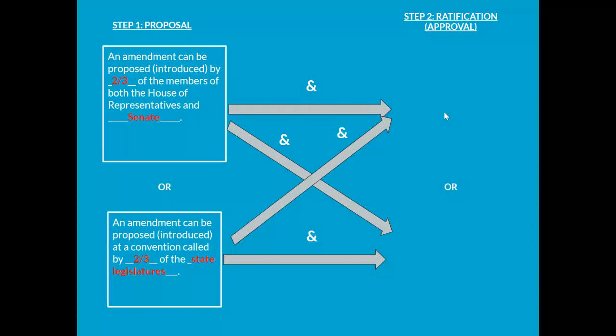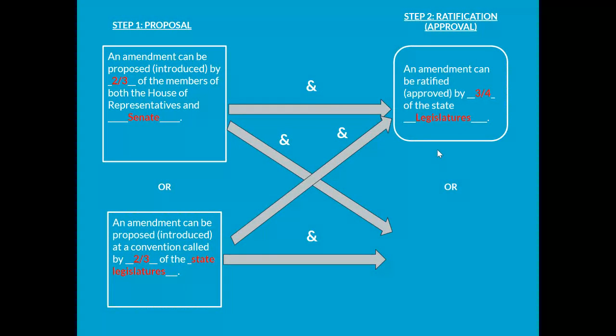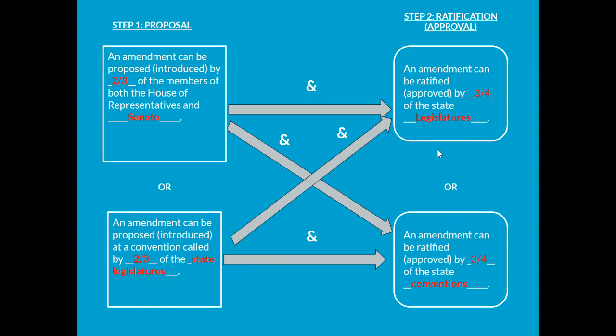And so from that, it can go to be ratified, and ratified just means that it's approved. And so it can be approved by 3/4 of the state legislatures. And so either of those first proposals can then go to that ratification step. Or they can be ratified by 3/4 of the state conventions.